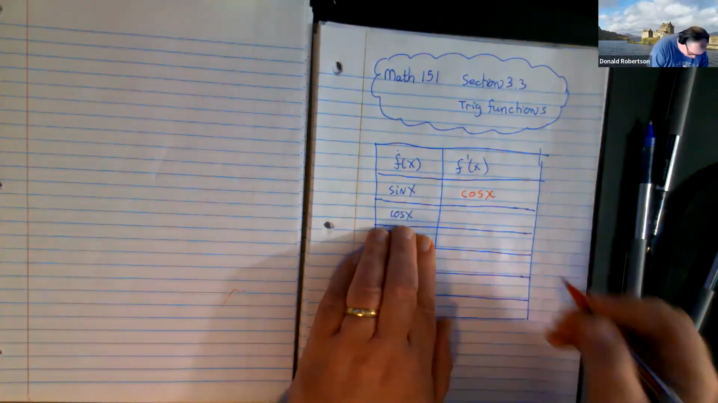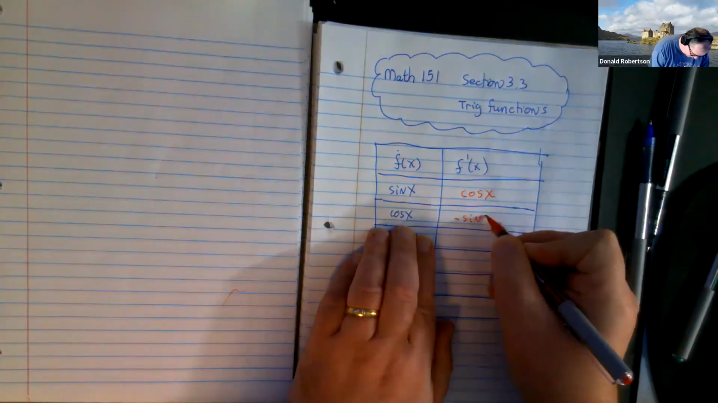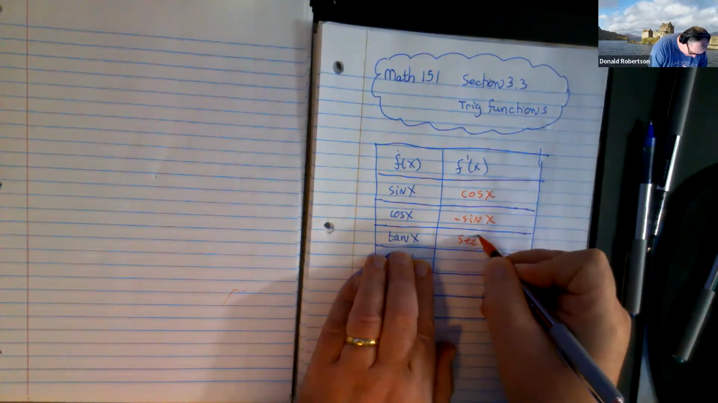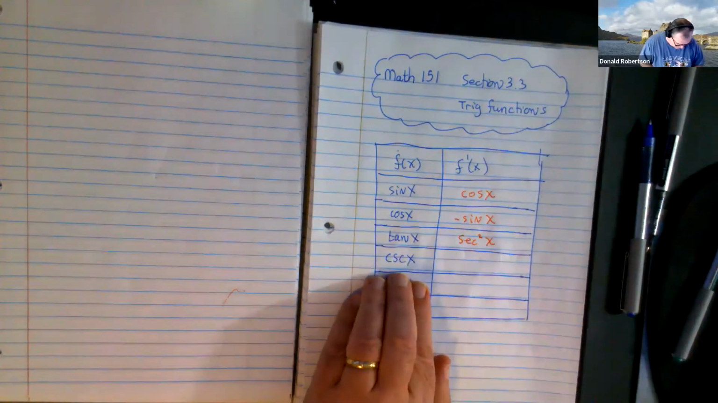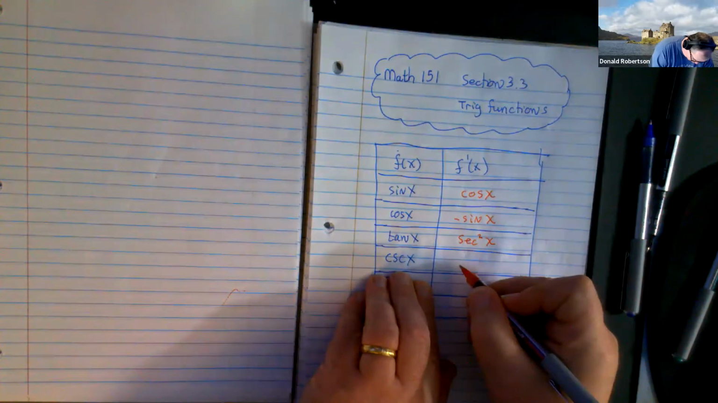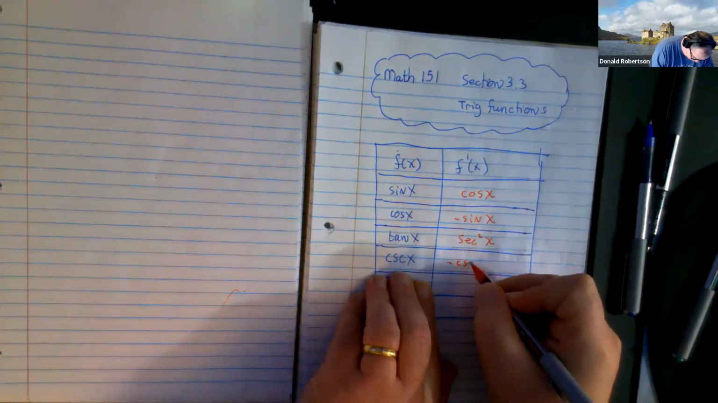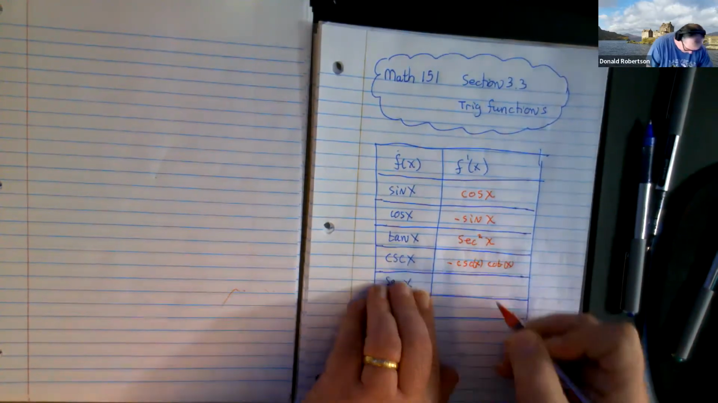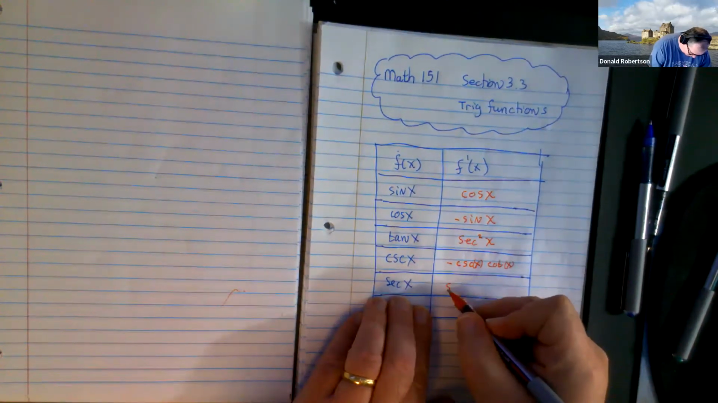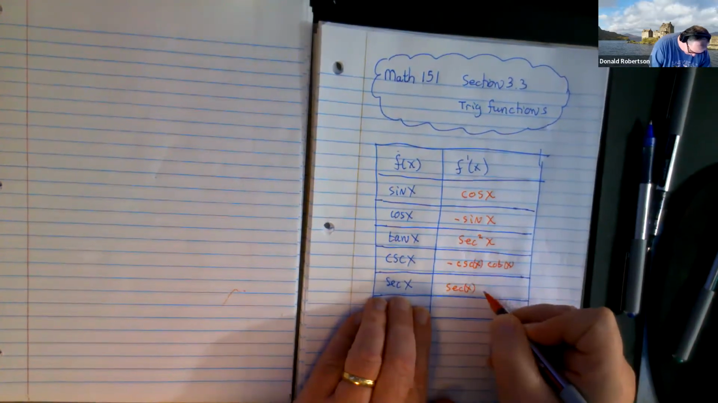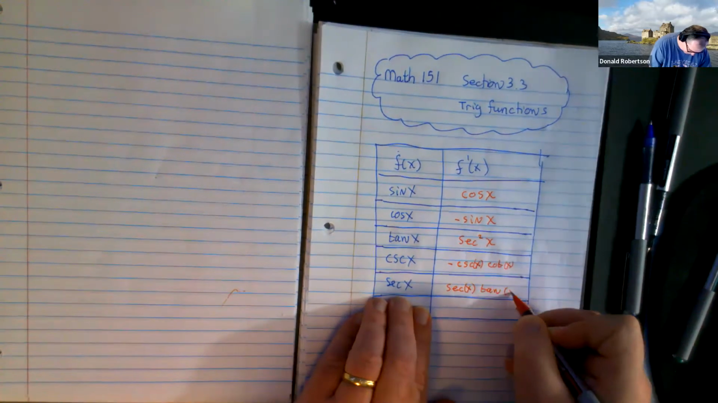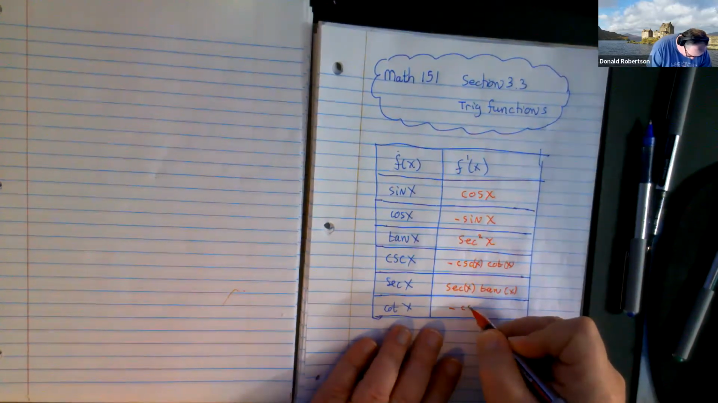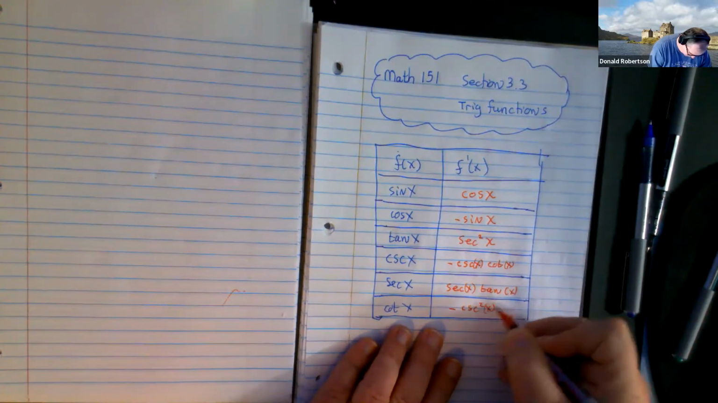The derivative of a cosine is negative sine x. The derivative of a tangent is secant squared x. The derivative of a cosecant is negative cosecant x cotangent x. The derivative of a secant is secant x tan x. And the derivative of cotangent x is negative cosecant squared x.